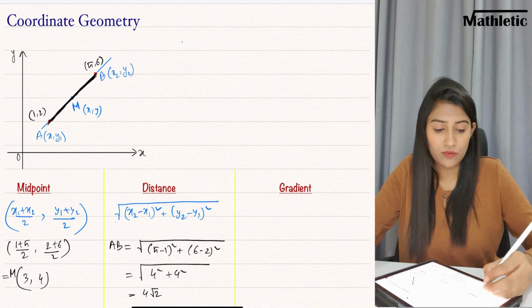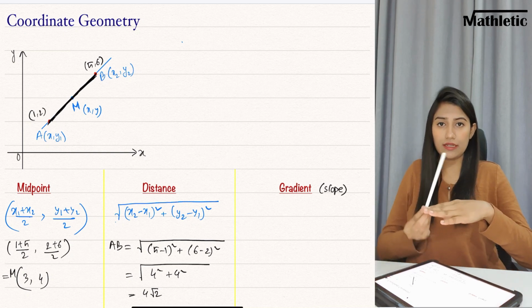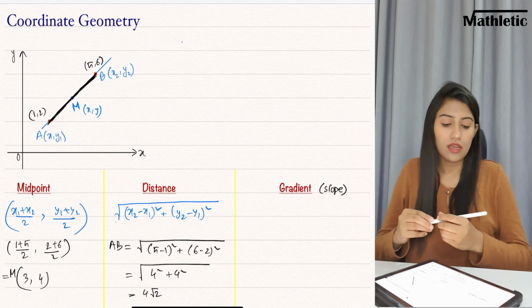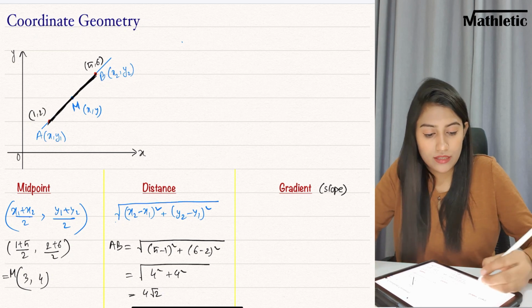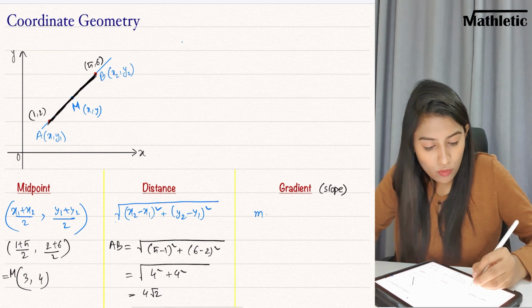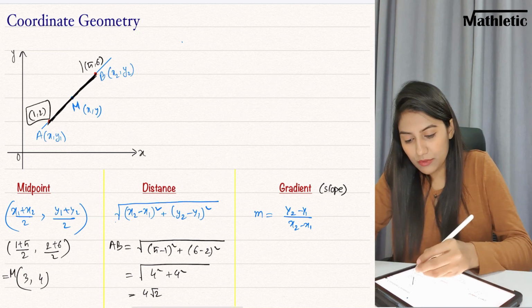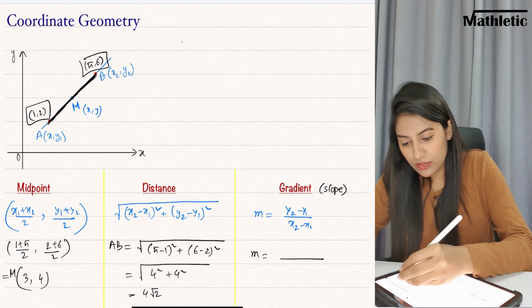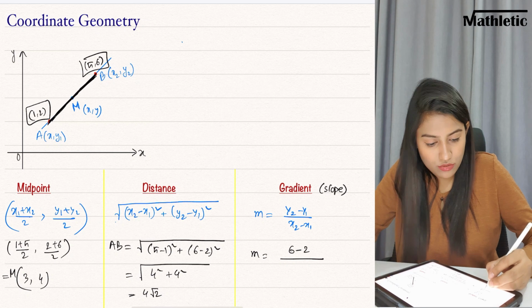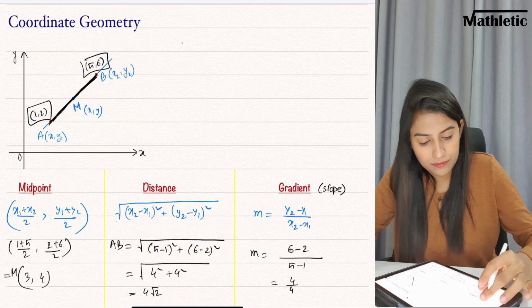The next one is gradient, which is the slope of a line that gives you an idea about how inclined your line is, the angle it makes with the horizontal line. The steeper the line, the greater the gradient, and the gradient is represented by M. The formula for calculating gradient is (y2 minus y1) divided by (x2 minus x1). So for my example problem, the gradient should be 6 minus 2 over 5 minus 1, so that's 4 by 4 equals 1.